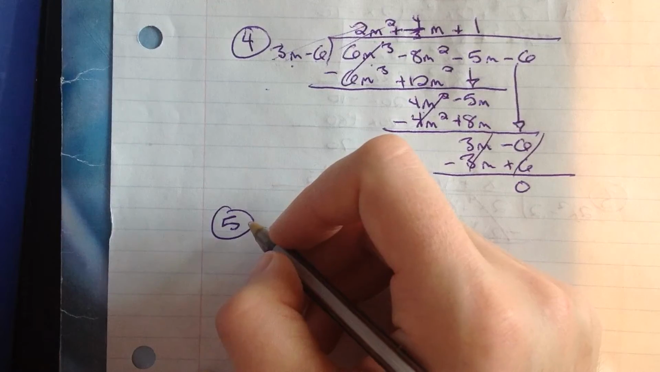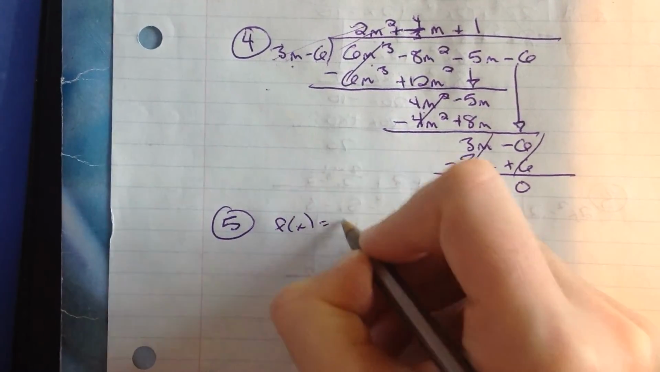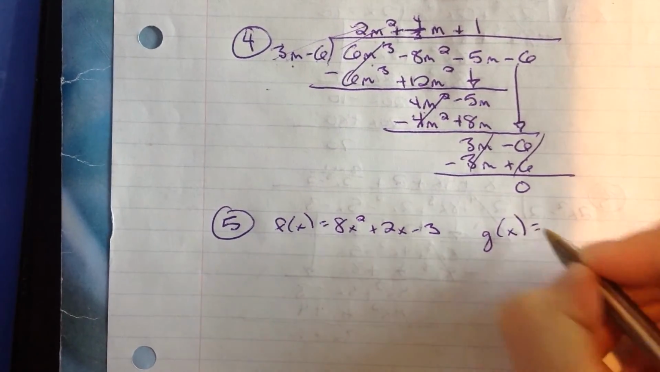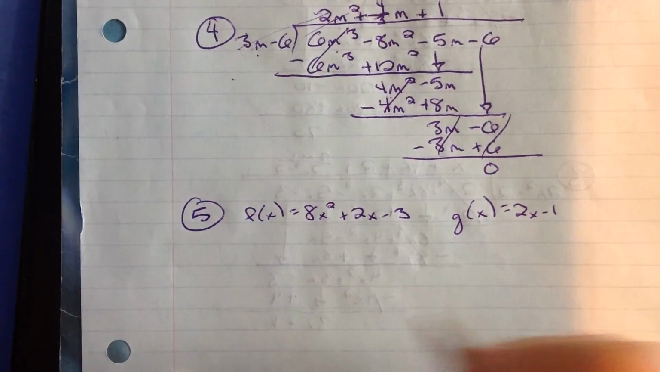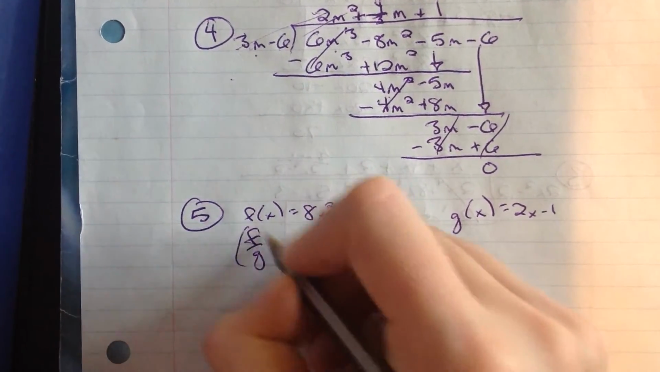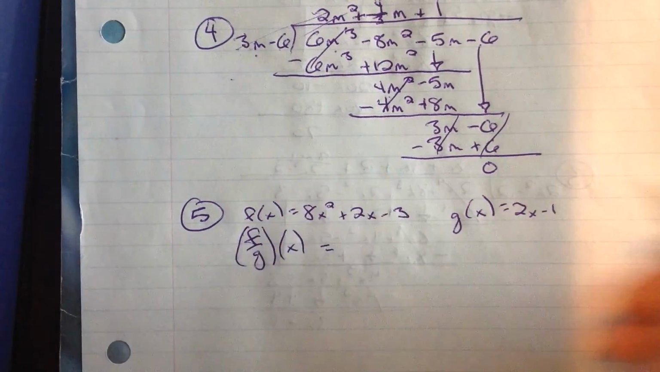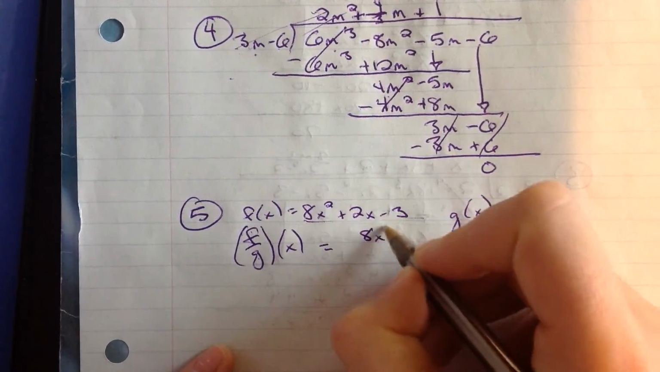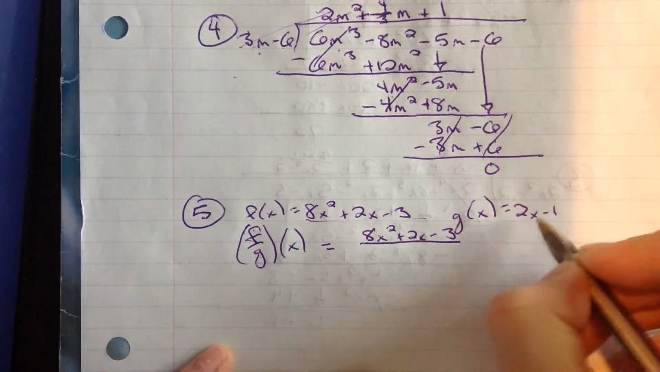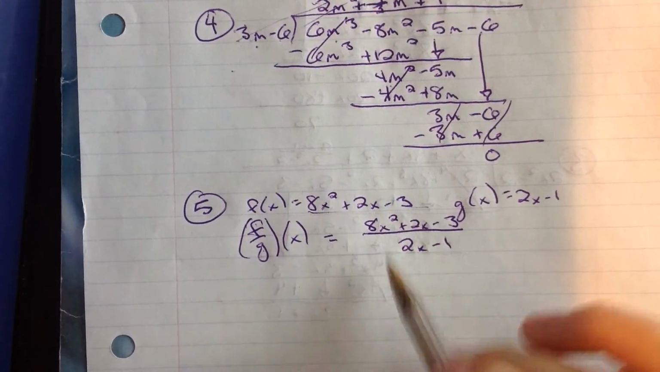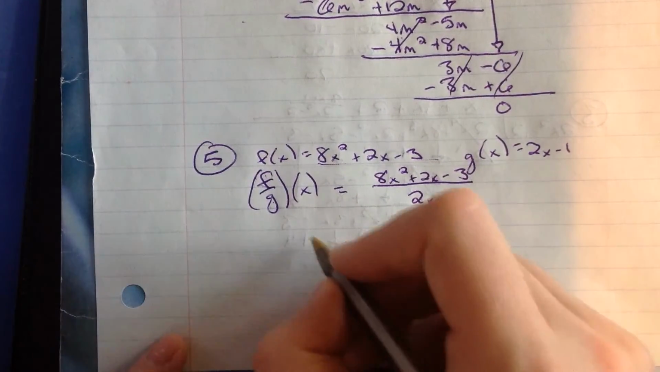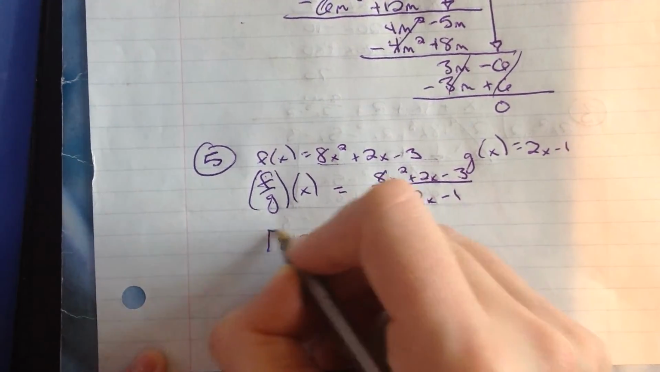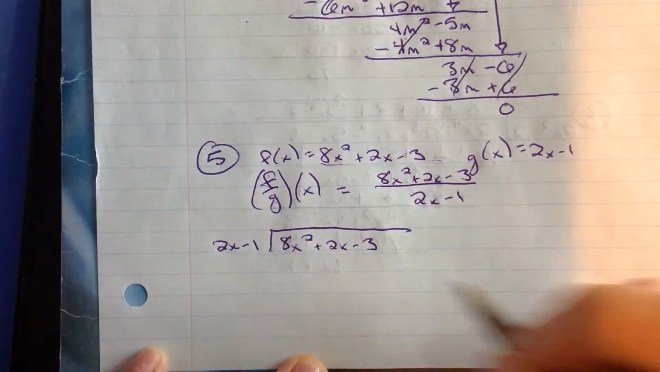Let's say we were given f of x is equal to 8x squared plus 2x minus 3, and g of x is equal to 2x minus 1. And we want to find f divided by g of x. Well, remember this from the algebra of functions unit in videos. So if I want f divided by g, I take the f function divided by the g function. We could either leave it like this or see if it actually simplifies. Let's see if it simplifies. So we have 8x squared plus 2x minus 3 divided by 2x minus 1.